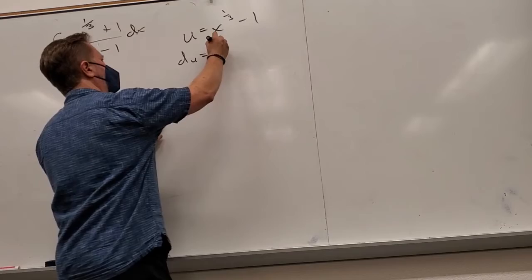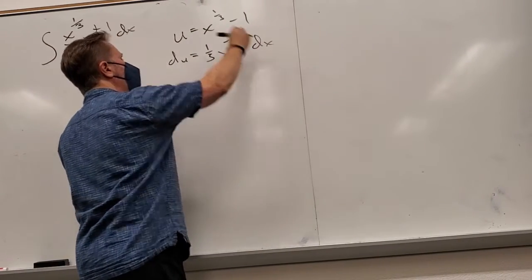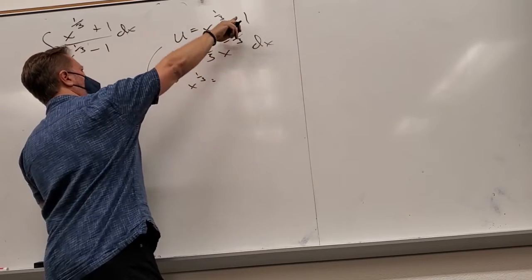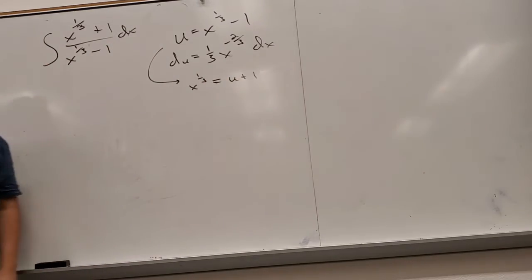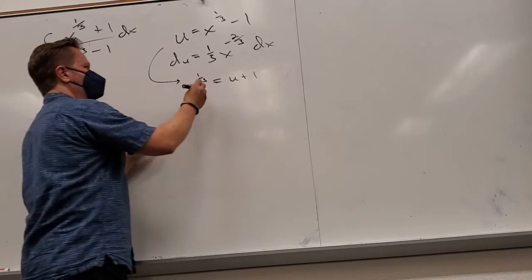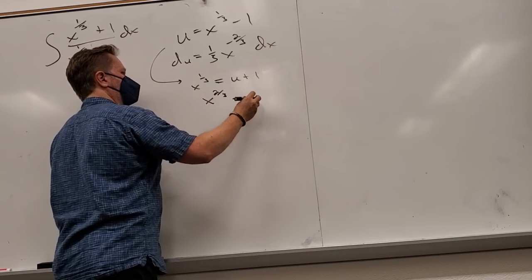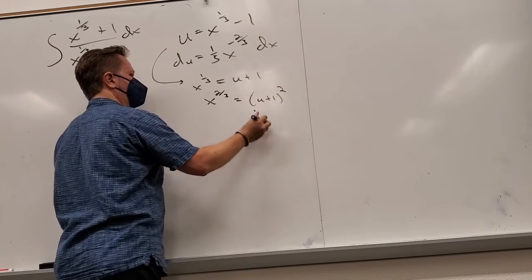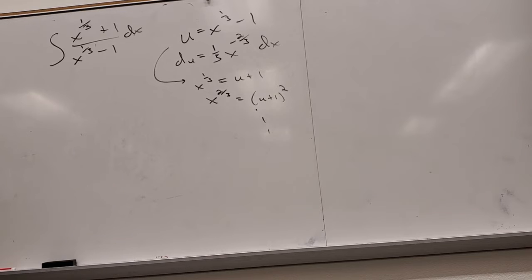1/3 x to the negative 2/3 dx. Big ass. By the way, what is x to the 1/3? U plus 1. U plus 1, okay. Just keep that in your bag. And by the way, what is x to the 2/3, for example? Okay, then you can do more with that.